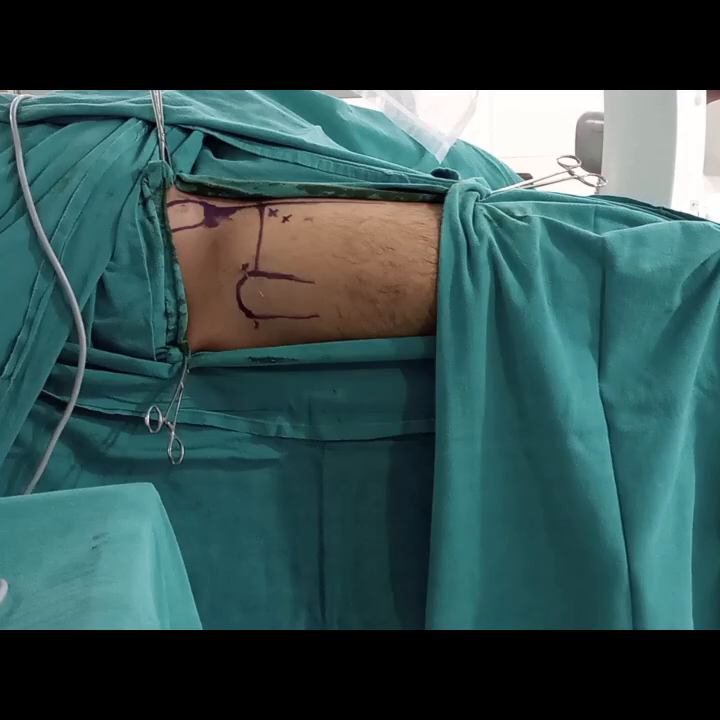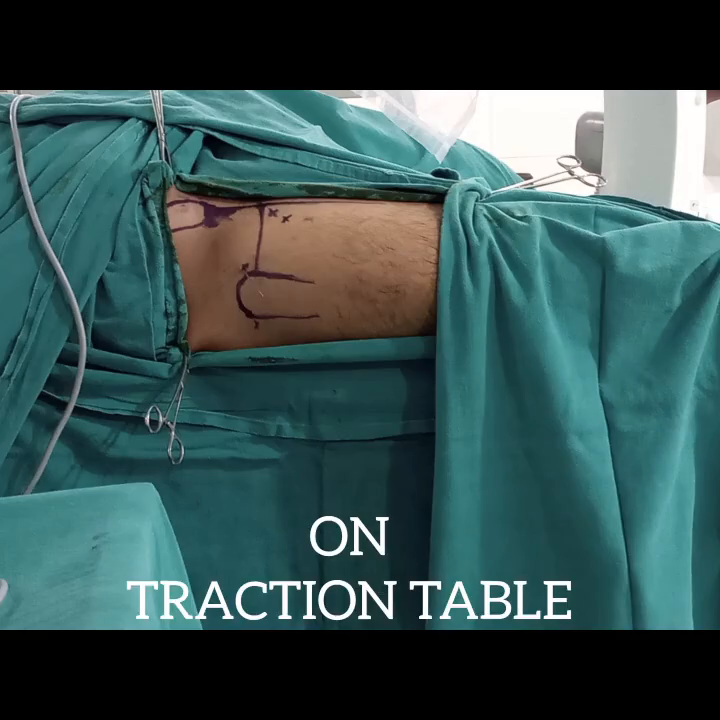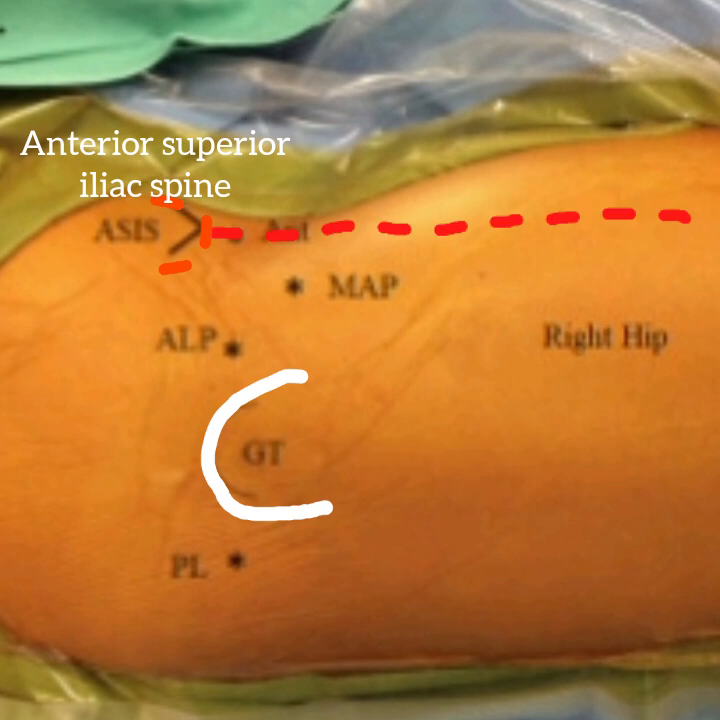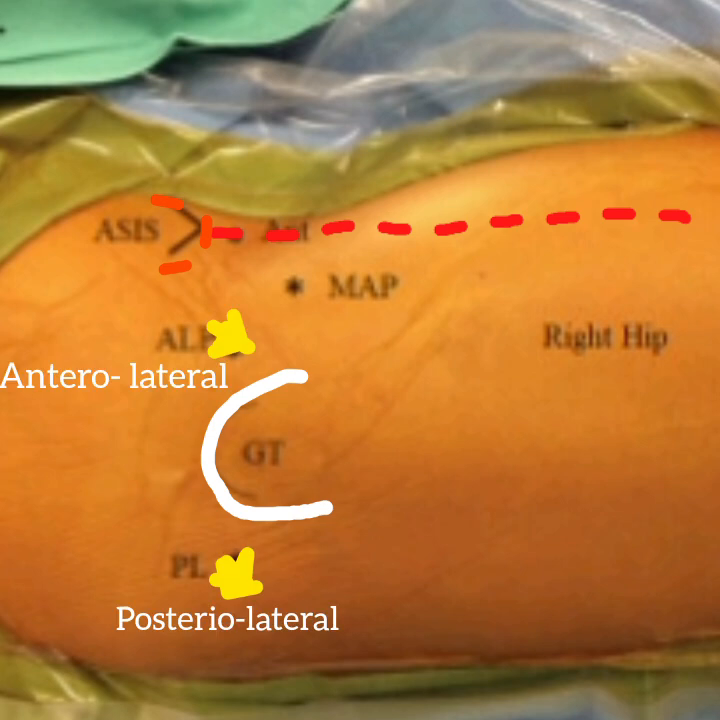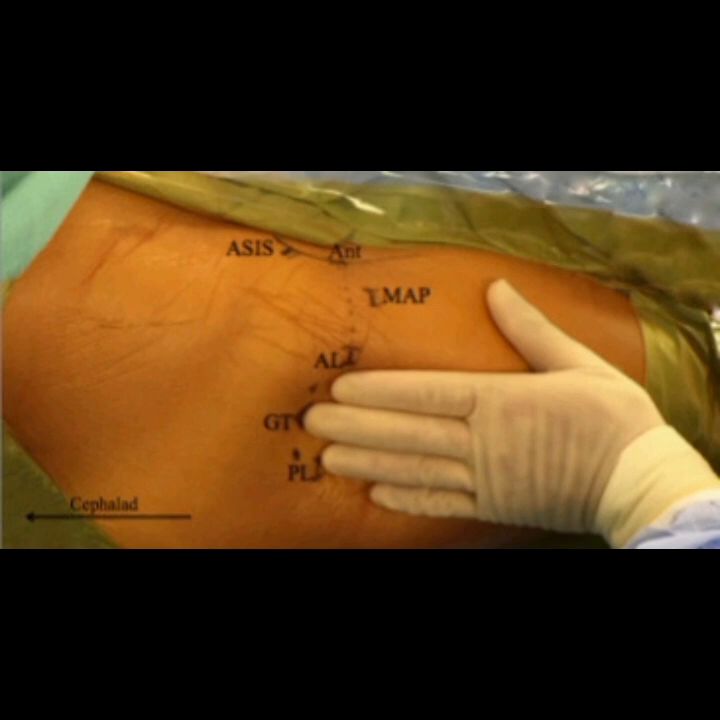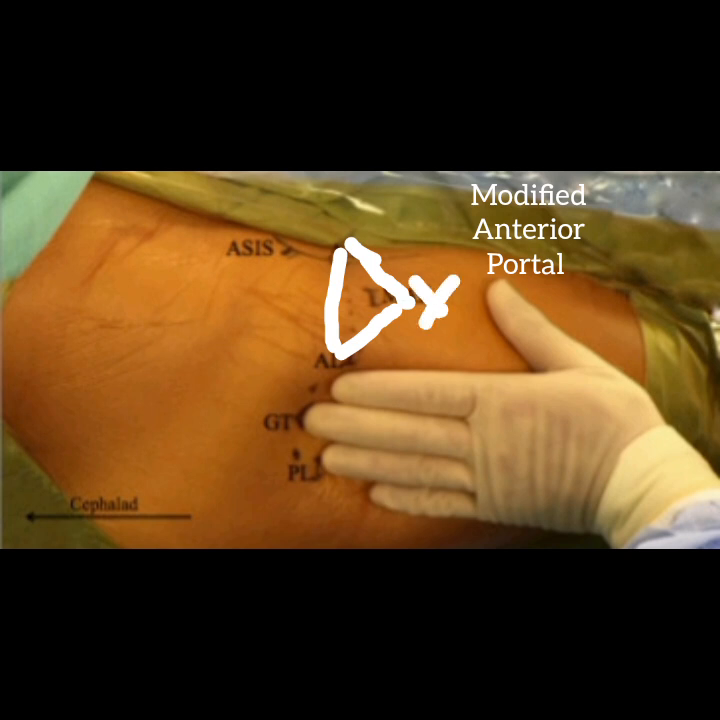Patient kept on traction table with markings done. First mark the GT, then the anterior superior iliac spine. Then draw a straight line from the ASIS. All the neurovascular bundle will be medial to it. Anterolateral and posterolateral portals are 1 finger breadth anterior and posterior to the GT. Modified anterior portal is at the apex of an isosceles triangle.